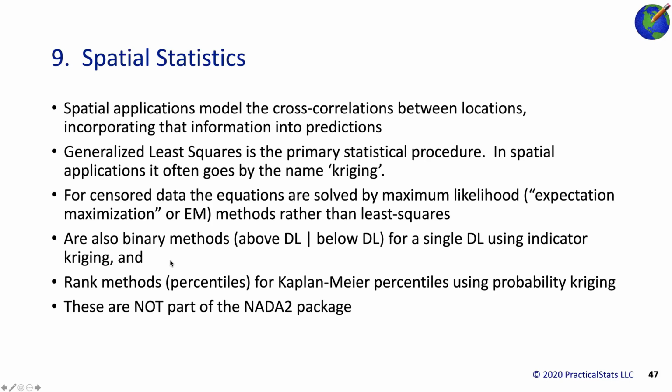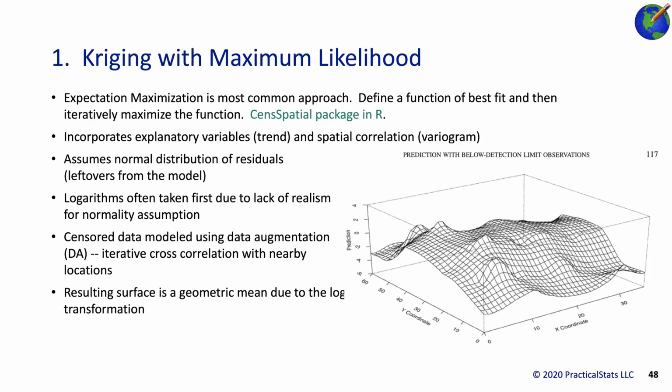There are some other methods that I won't talk about today, but they're not as precise generally either. This routine that does maximum likelihood Kriging, if you want to think of it that way, is in another package. It's not in the NADA2 package. It's in a package called Sens Spatial, and that is already there at the CRAN site. So you could download that right now and load it into your R site and do Kriging.